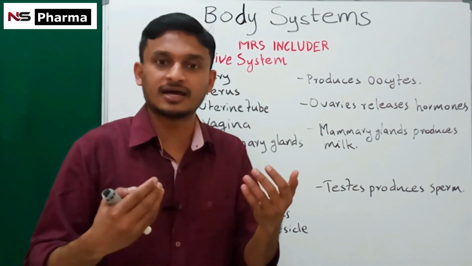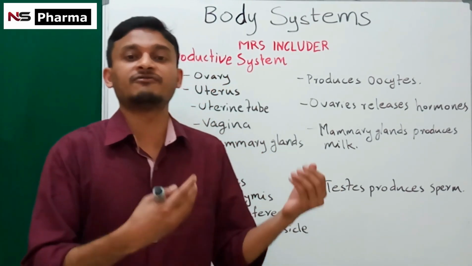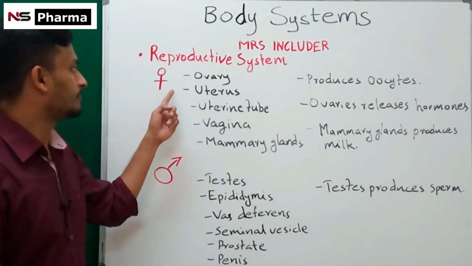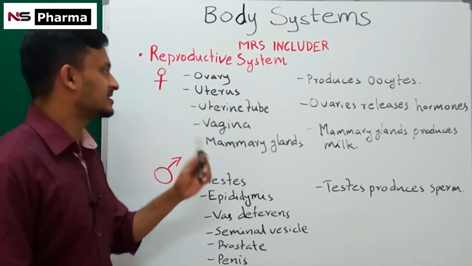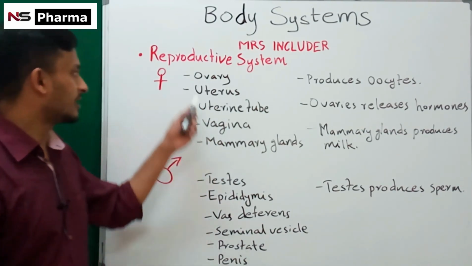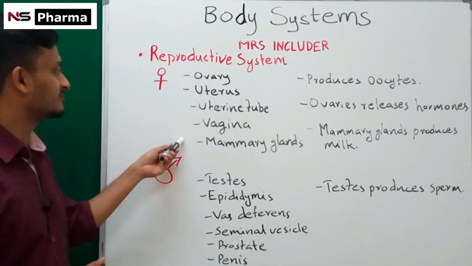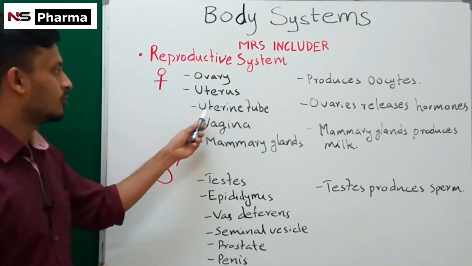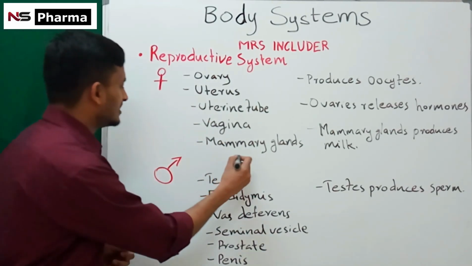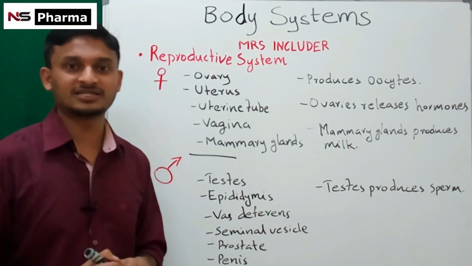What are the organs included in the female reproductive system, and what are the functions of the female reproductive system? First of all, the female reproductive system includes ovary, uterus, uterine tube, then vagina, then mammary glands. These are the different parts of the female reproductive system.